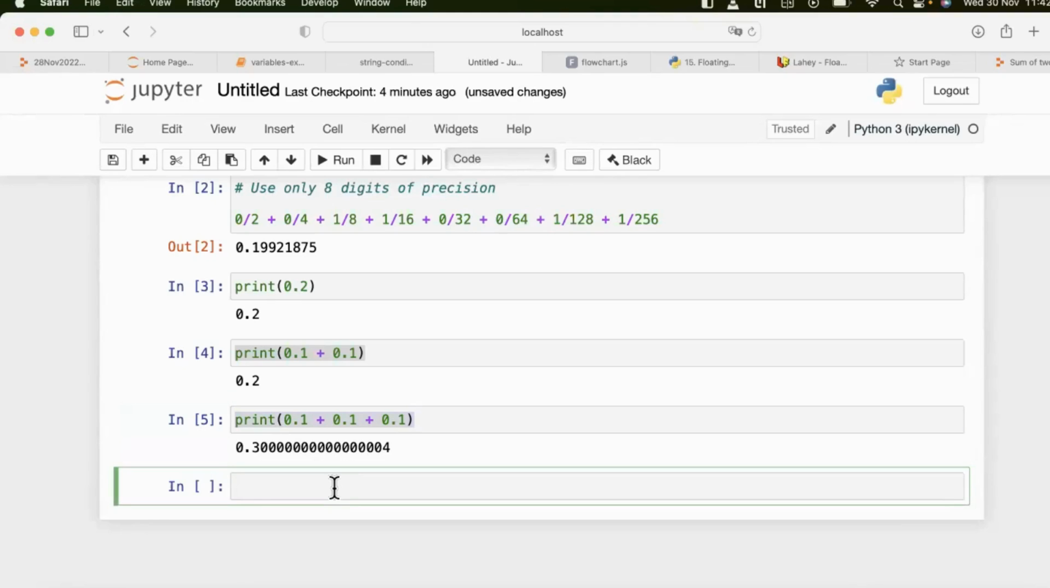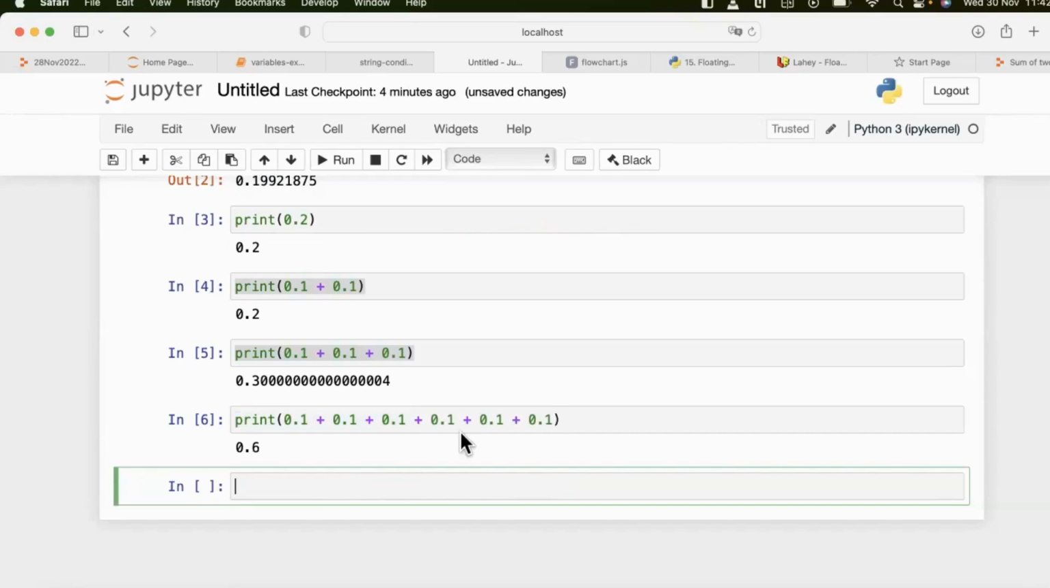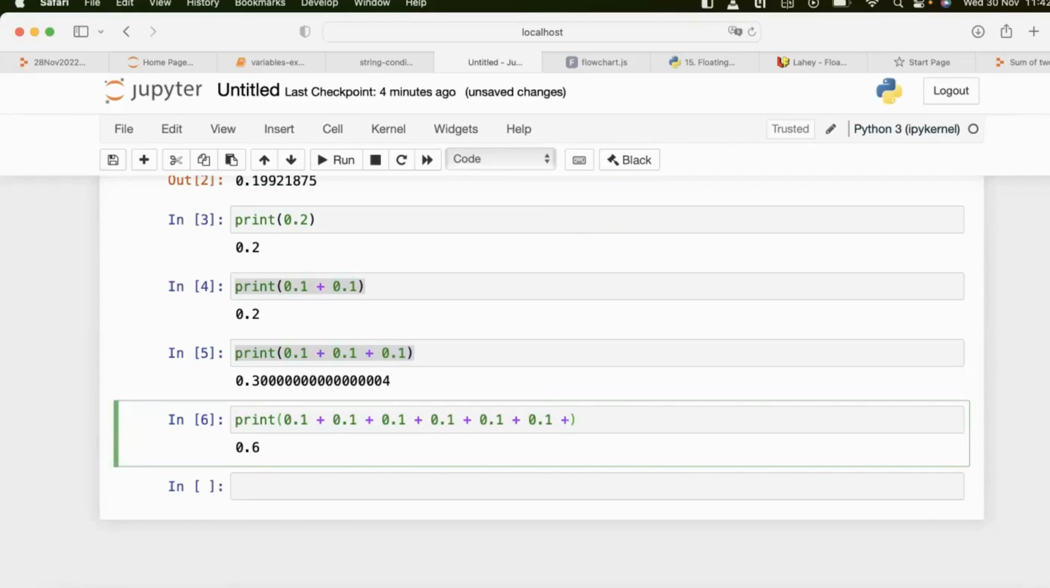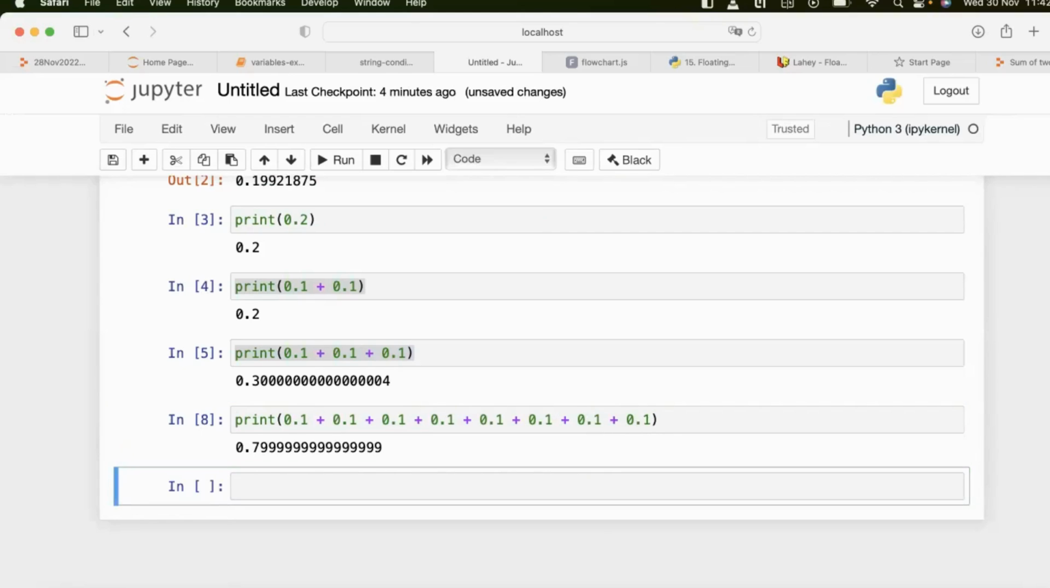It's just a representation and floating point issues. If we do this some more times, this seems to be correct. Again, we were expecting 0.8 to be the answer, but we're getting something different. So in general, we should be avoiding any calculations of floating point numbers where we're looking for exact answers.